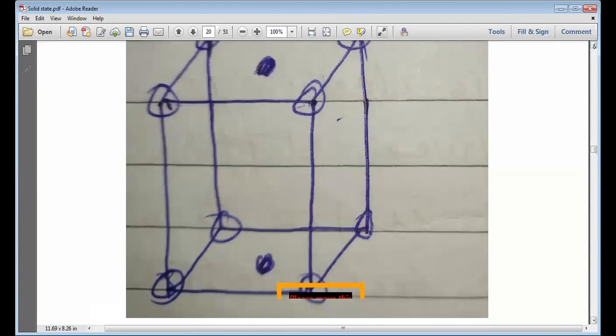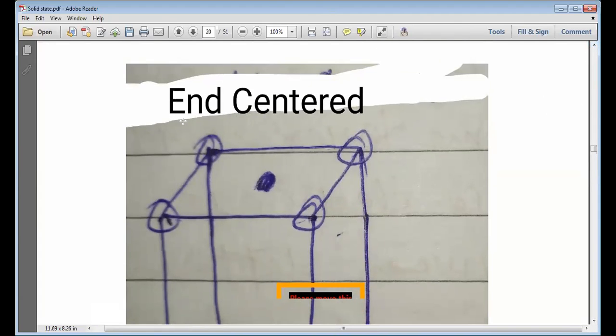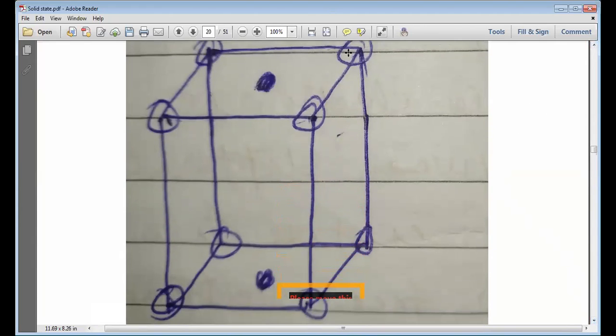Here you can see on your screen the kind of unit cell. This kind of unit cell is known as the end-centered unit cell. In the end-centered unit cell, apart from the 8 corners, 1, 2, 3, 4, 5, 6, 7, and 8, there are 2 particles present at the opposite faces.